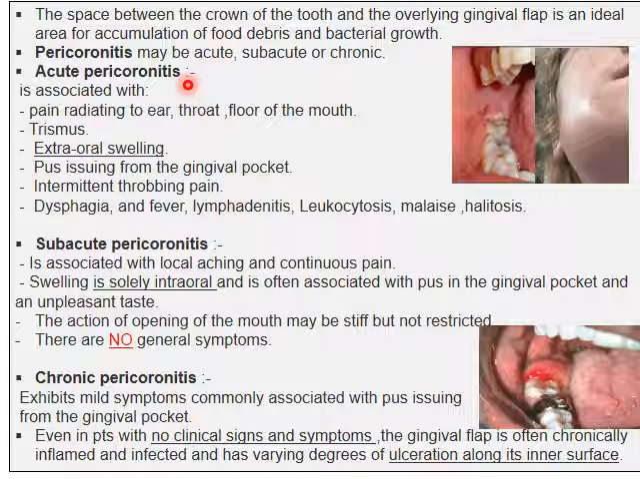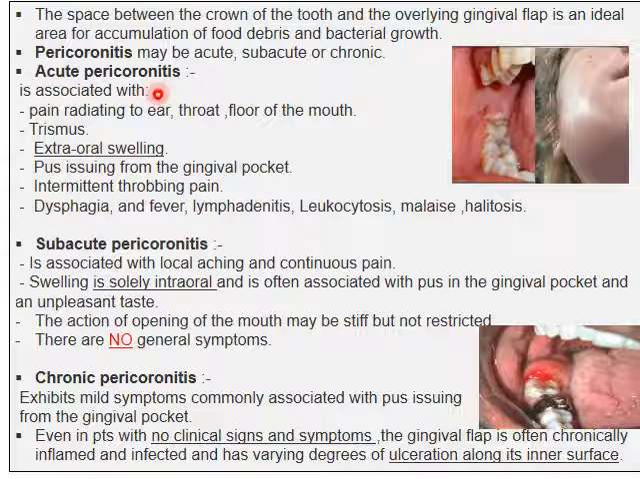أوكي، ممكن بالعلاج أو بالconservative treatment يتحول الأكيوت فيس والسب أكيوت فيس إلى chronic pericoronitis. يعني chronic pericoronitis يعني مزمن، exhibit mild symptoms، أعراض mild, commonly associated with pus oozing from the gingival pocket, and even in patient with no clinical sign and symptom. حتى المريض اللي ما عنده لا sign ولا symptom.